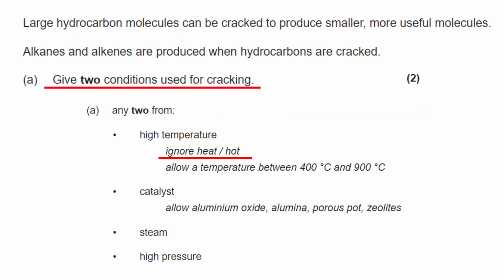Here's another example. Large hydrocarbon molecules can be cracked. Give 2 conditions. High temperature and a catalyst are the ones I would go for. It says ignore heat though, and I don't like that because a lot of students would write that. That's where precision comes in. You need to hit that marking scheme.